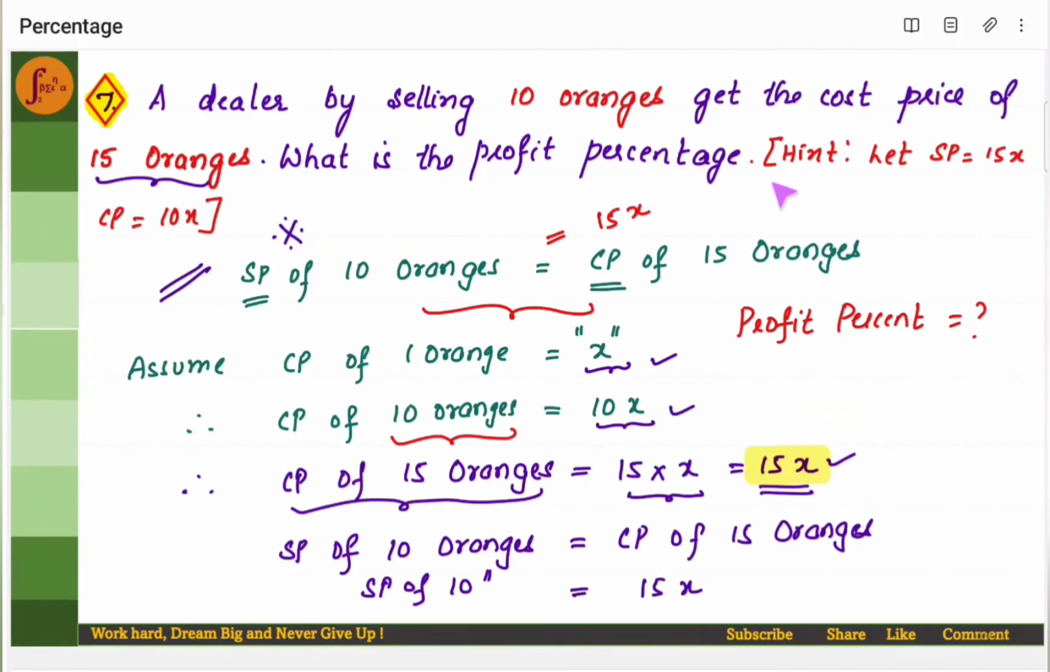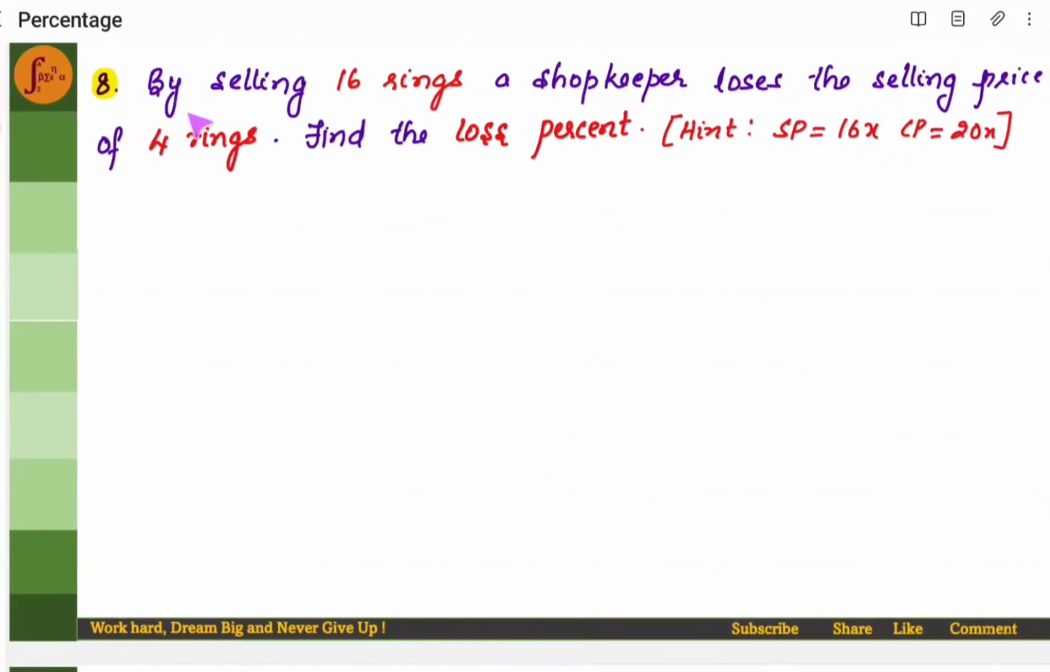And one more thing, I forgot to tell this. They've already given a clue in the question that selling price should be 15x and cost price should be 10x. Even if the clue is not given, using this particular method, you should be able to solve. But the clue makes it easier. Let us take this particular problem.